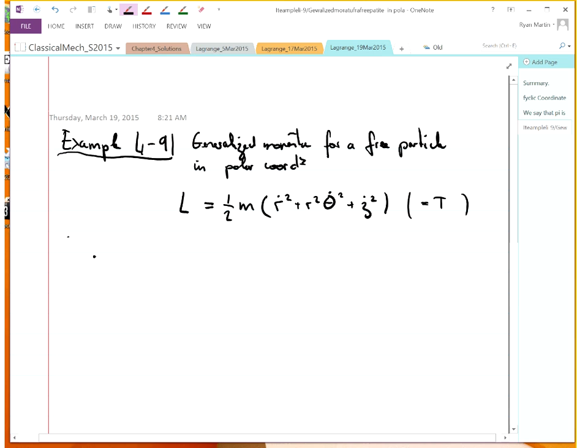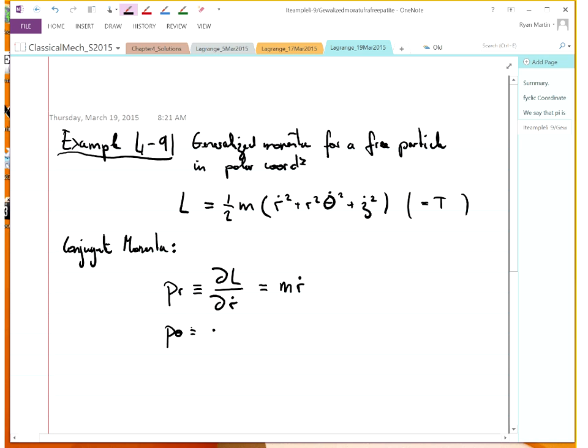So the conjugate momenta of those 3 coordinates, the generalized momenta, well, the first one is p_r, and that's defined to be ∂L/∂r dot. Right? The definition of the generalized momentum, ∂L/∂q_i dot. So let's do ∂L/∂r dot. Well, there's only one r dot term in there. That's the 1/2 m r dot squared. So if I differentiate, I get m r dot.